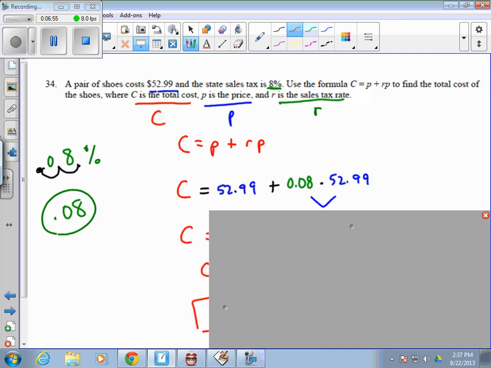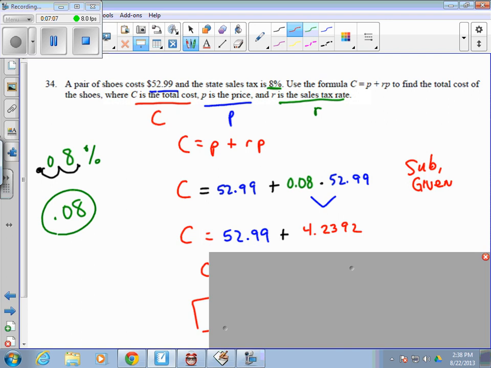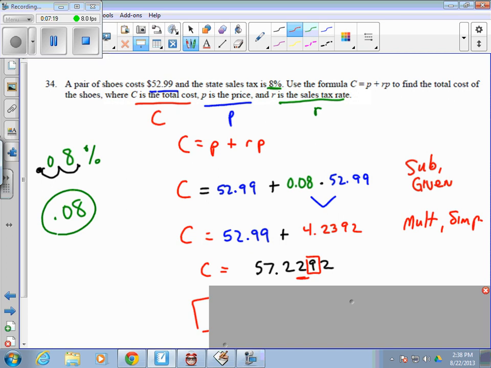So on this step right here, what we did was we substituted, and we substituted those values because they were given. On the next step, we did our multiplication first because order of operations says you should do so. 0.08 times $52.99. That's multiplying to simplify. And then the next one, we added $52.99 to 4.2392. Notice no rounding's done yet. Round at the end. And again, that step right there is just adding to simplify to finish it off.